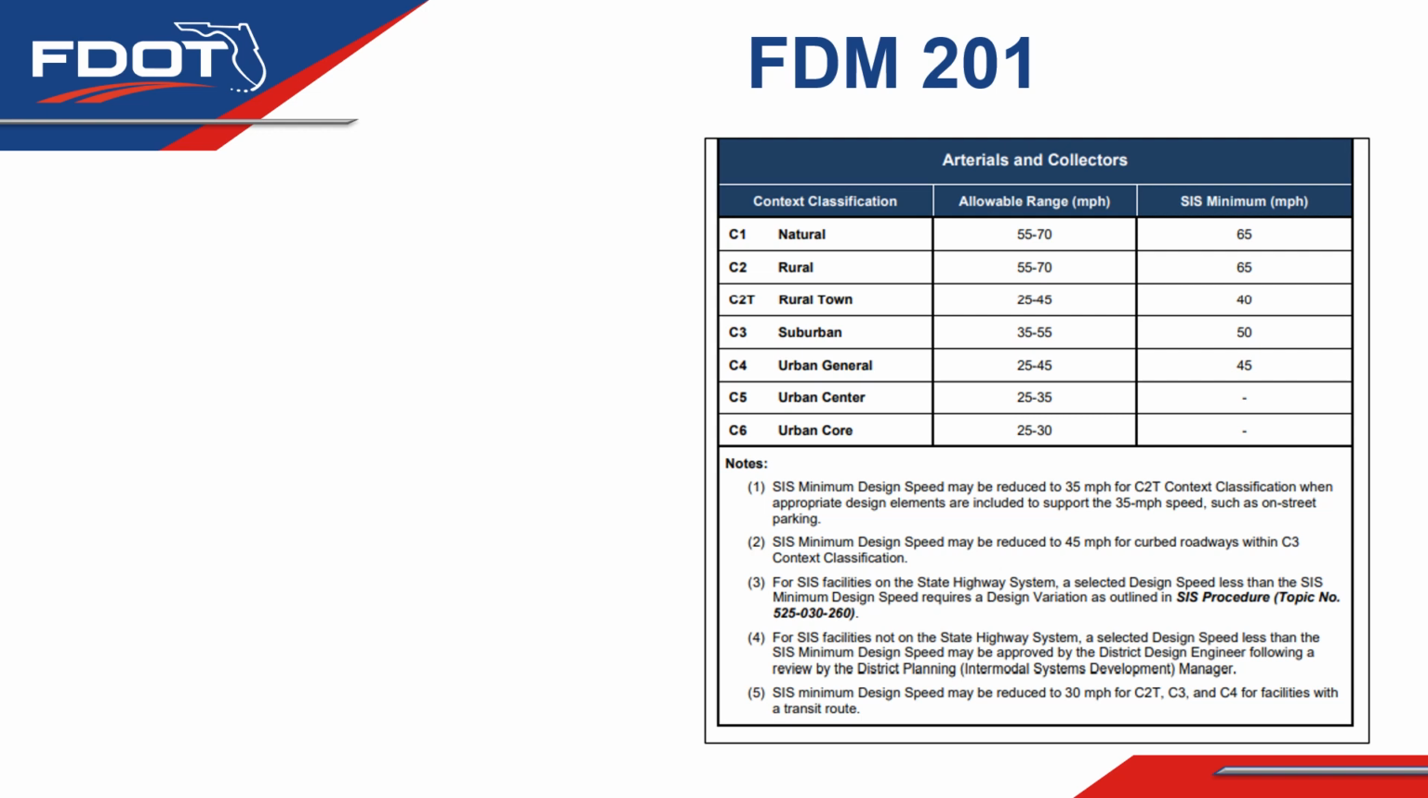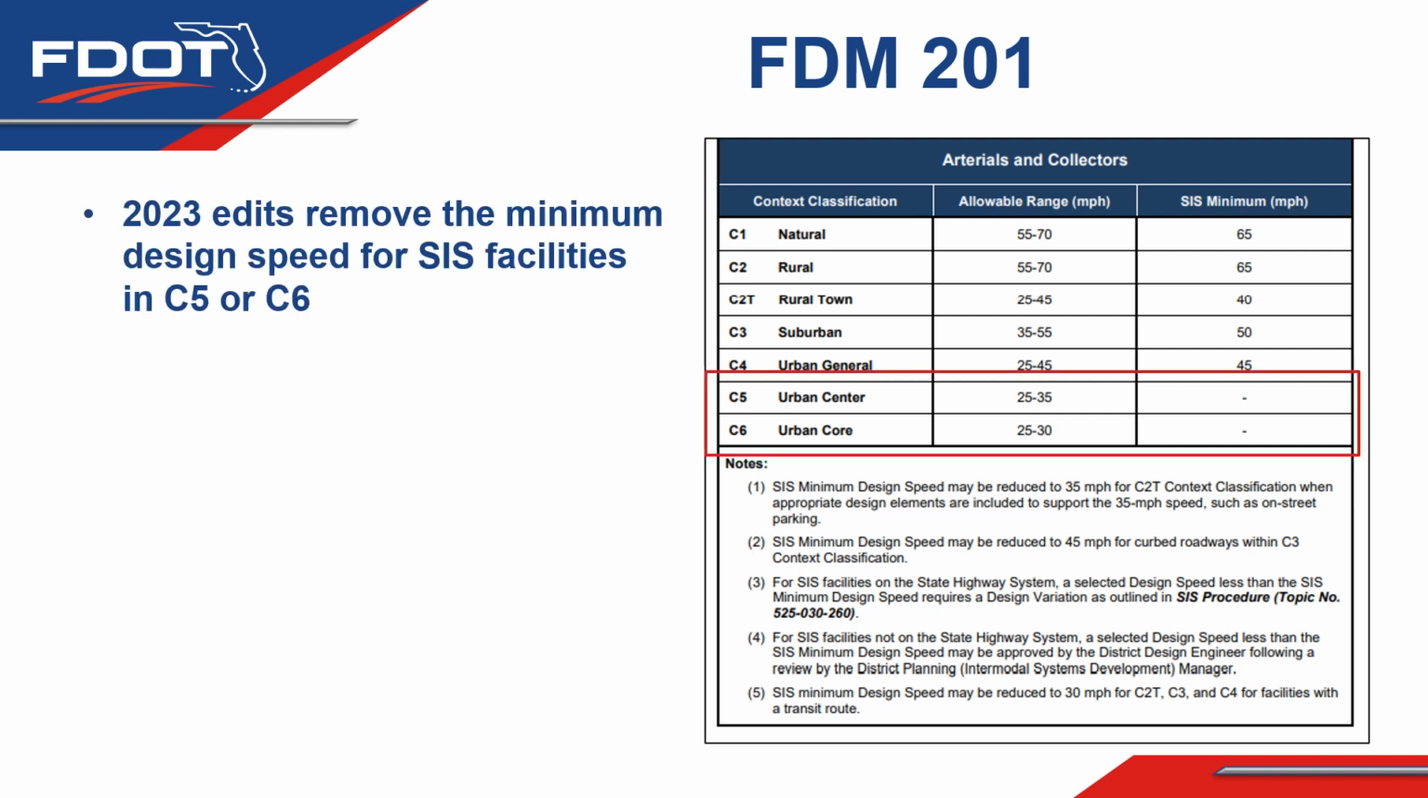So coming back to this table in the FDM, here are the changes that were made as a part of the 2023 update. So we removed the minimum SIS design speed for facilities that are in either a C5 or a C6 context classification. And if you want to know what the context classes are, if you're not familiar with those, you can go to www.flcompletestreets.com, and there's all kinds of information on there about context classification, and I'll have that URL again at the end of the presentation for you, so you don't have to write it down.